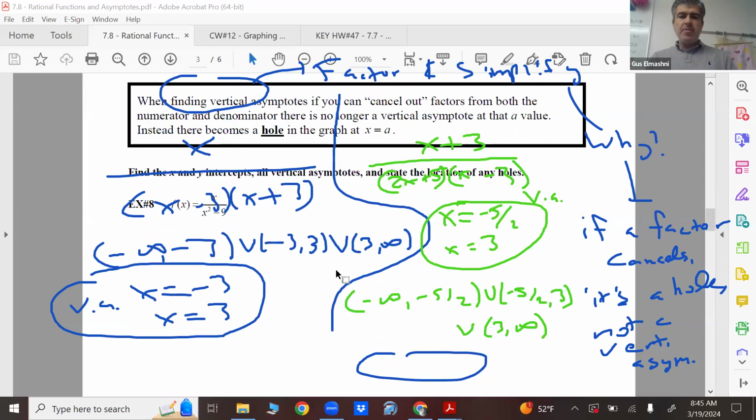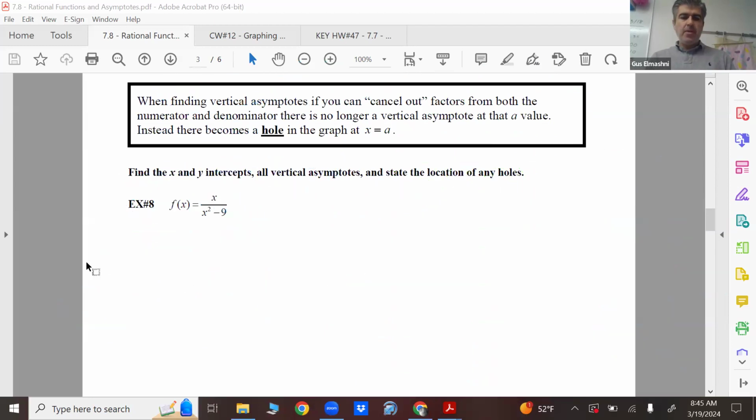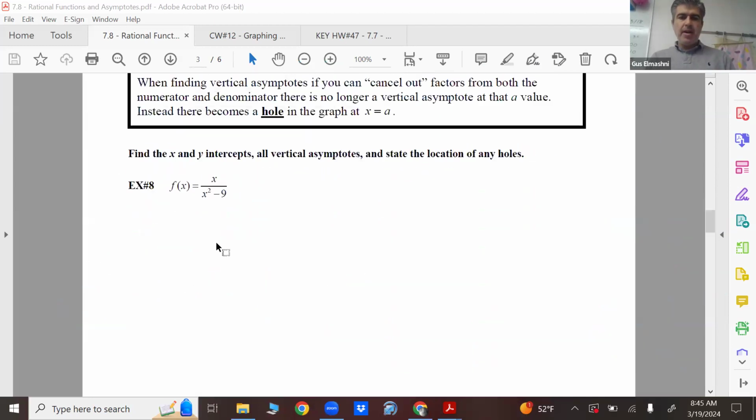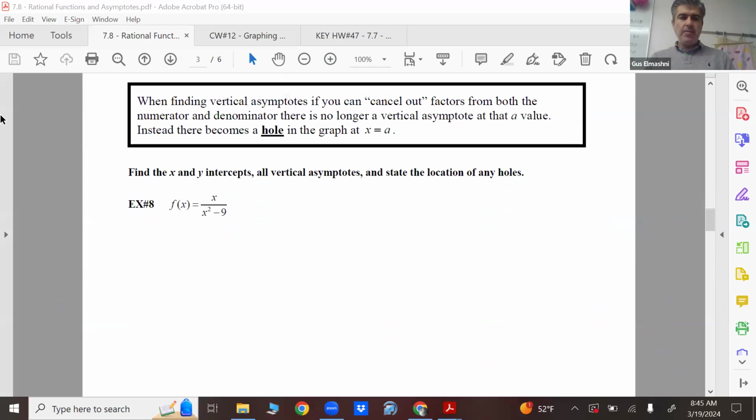So, yeah, something called a hole, which more formally we call a point discontinuity. Or you could call it removable. Some teachers call it removable because you're removing a point. Okay.